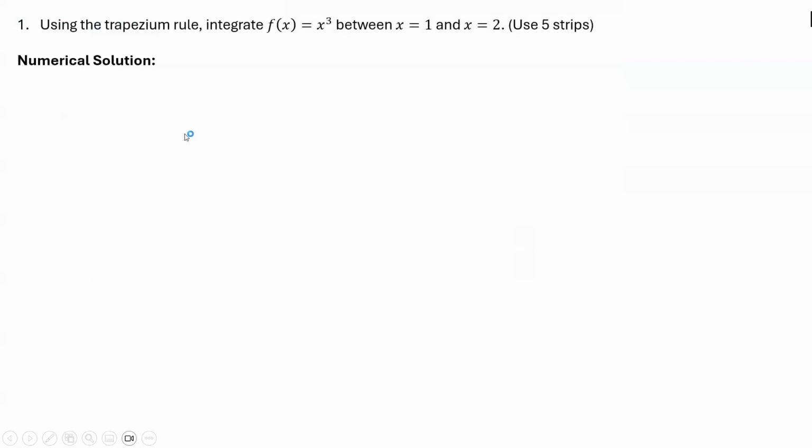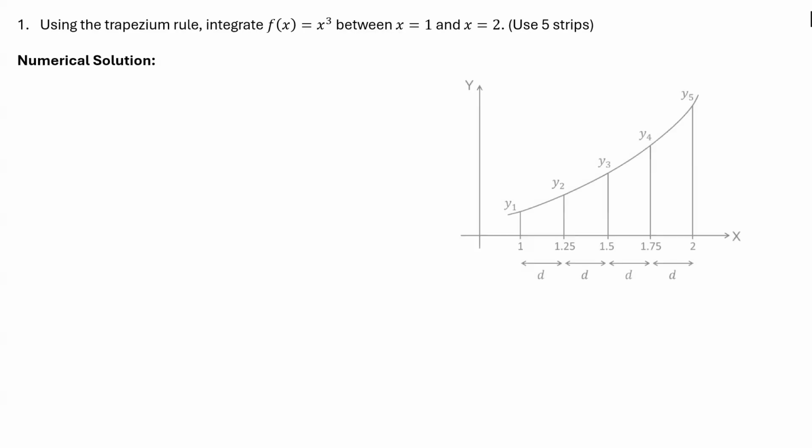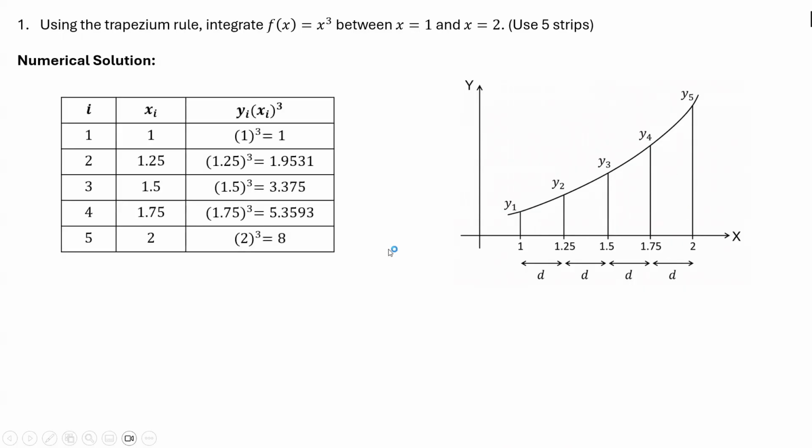So let's take an example. It says, using the trapezium rule, integrate f(x) = x cubed between x = 1 and x = 2 using 5 strips. Remember that. So here is a curve and we took our 5 strips. So here y1 is 1 and y2 is 1.25 and the width is 0.25.